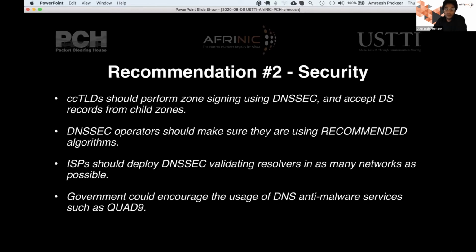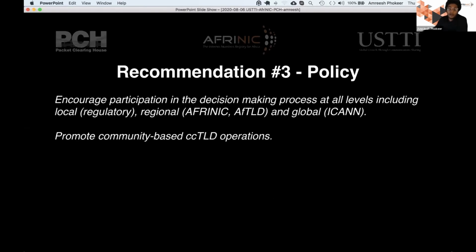And of course, some companies, for example Quad9, provide anti-malware services, which we would encourage networks to implement. And finally, policy plays a big role. If you can get involved at different levels, whether it is local, in terms of coming up with regulations that can protect the DNS infrastructure, or creating a good working ecosystem to have your ccTLD locally.